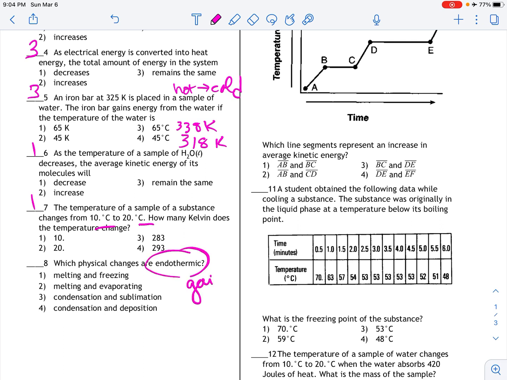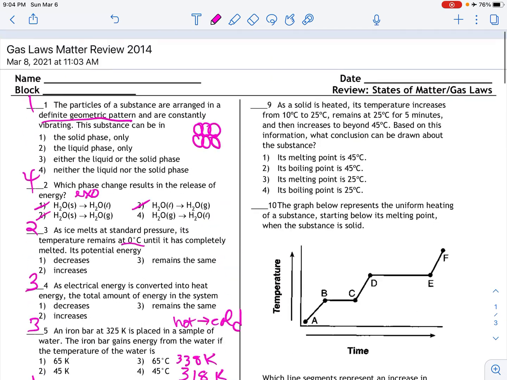Endothermic means gain heat. And endothermic is solid to liquid to gas or solid straight to gas. Melting, that is solid to liquid. Okay, so that works. Freezing is liquid to solid. That's backwards. Melting is solid to liquid. Evaporating is liquid to gas. So that seems like that's our answer. Condensation is gas to liquid. So that gets rid of both of those. So it is indeed choice 2.